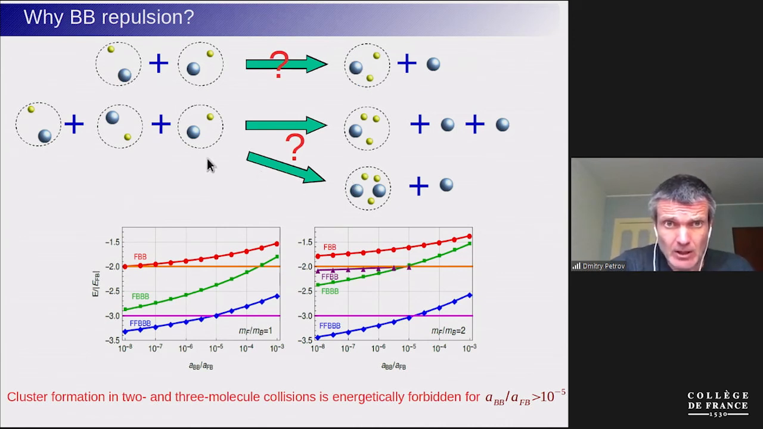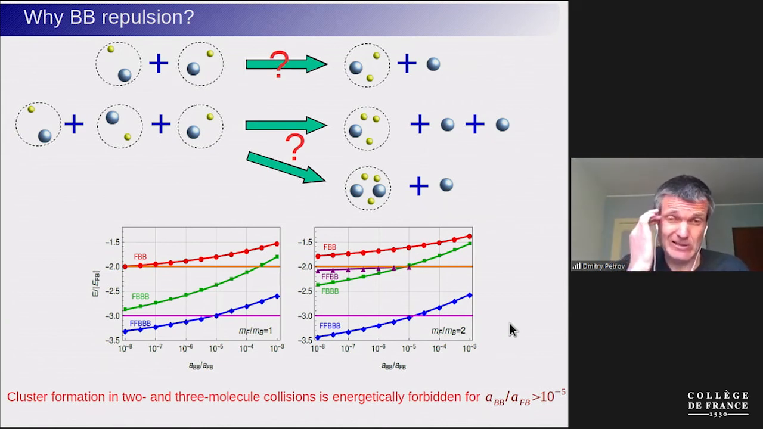In the three-dimer sector, we have to worry. We've figured out that we have to worry about this FBBB cluster, which goes through the three-dimer threshold only when the Bose-Bose interaction is sufficiently strong. This ratio should be larger than 10 to the -5. Surprisingly, in both cases, it's like this. I don't know why it happens, but it's probably a coincidence.